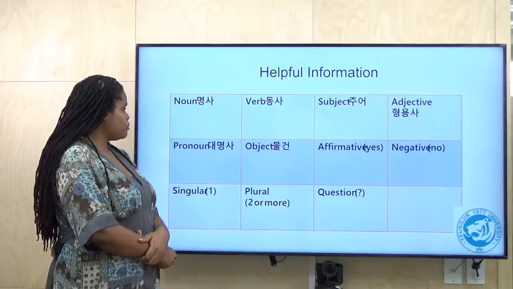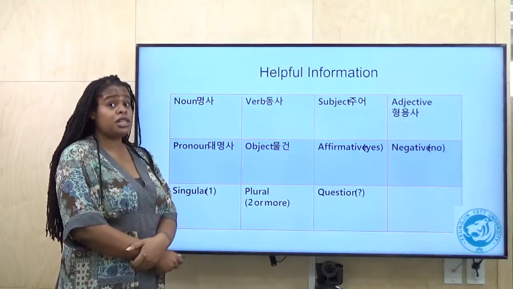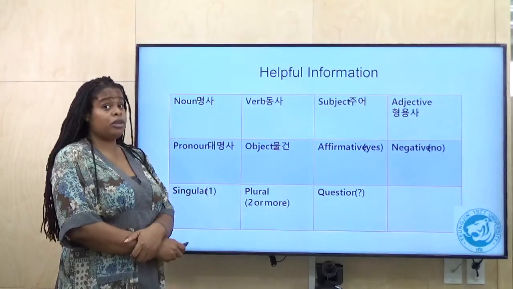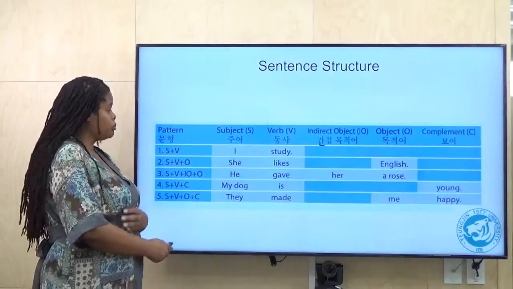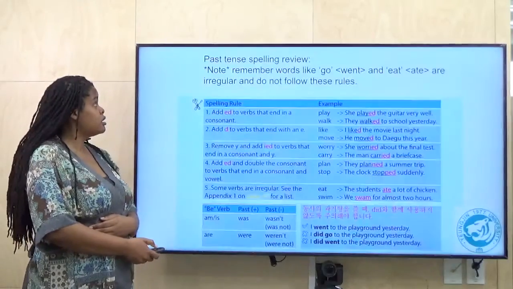Here is our helpful information. I hope that you are studying every day, 30 minutes a day. Sentence structure for how to properly write your sentences.